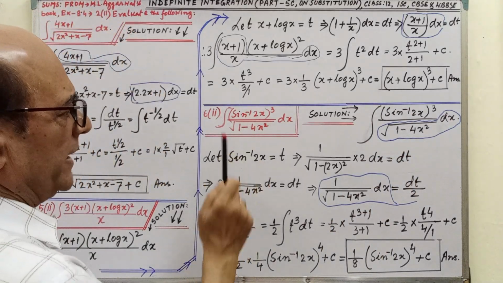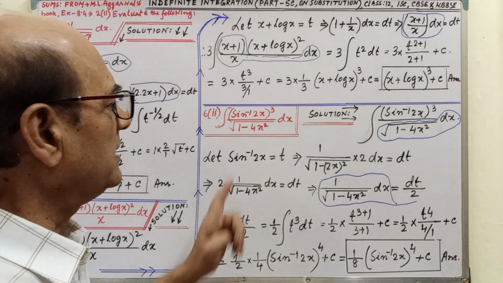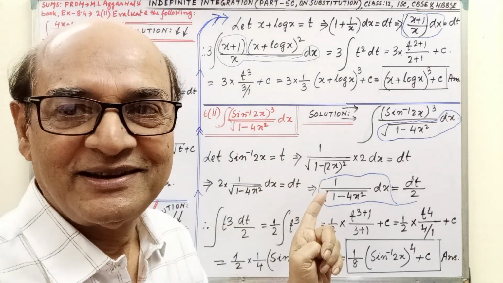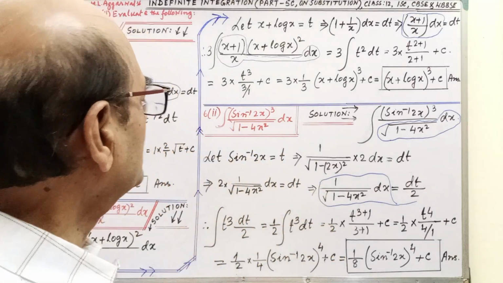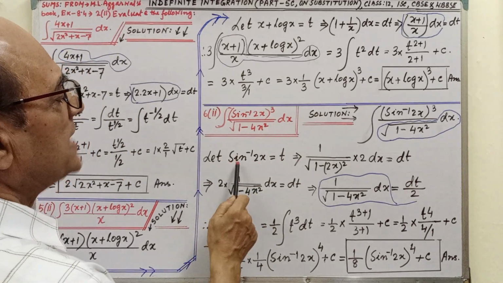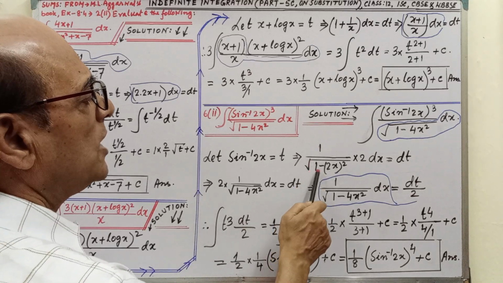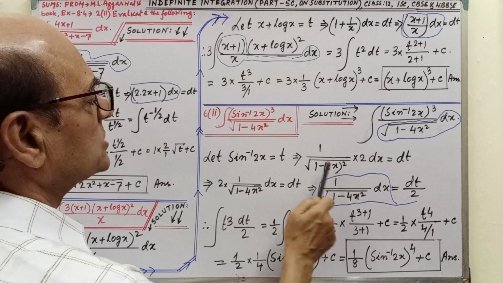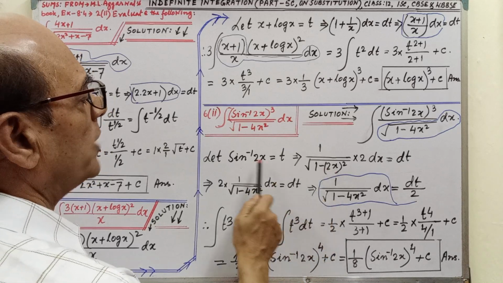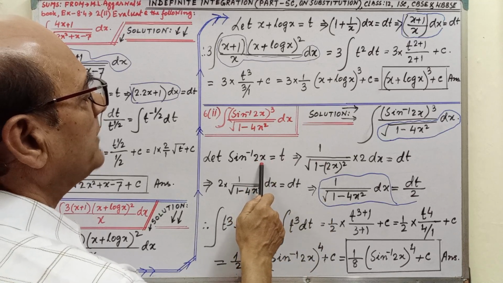Sine inverse 2x. Anyway, if you consider 1 minus 4x square, by differentiating this, it will not come sine inverse 2x. So naturally we have to consider, let sine inverse 2x equal to t. Sine inverse x, that is standard integration 1 by root over 1 minus x square. In place of x, here is 2x, so 2x whole square. And by chain rule, 2x again we have to differentiate.